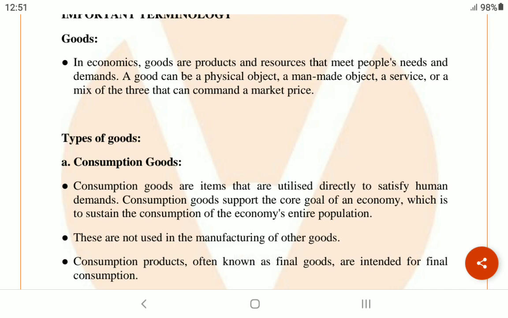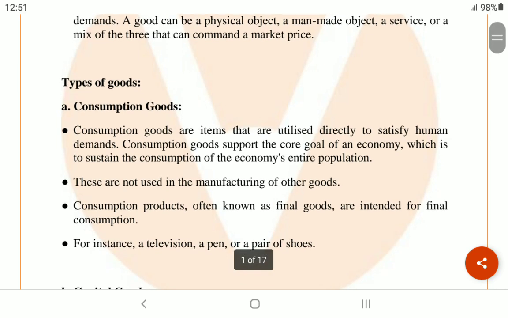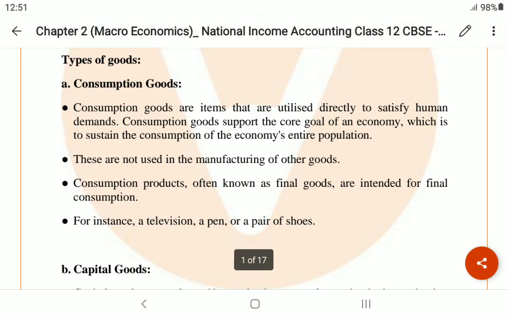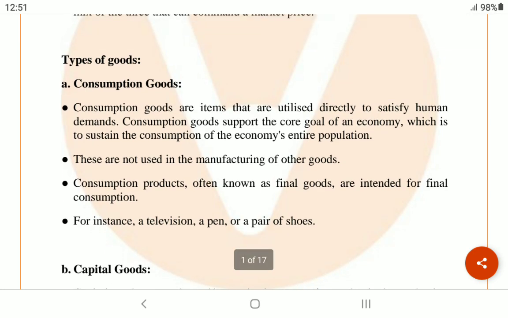First one is goods. Goods in economy are produced resources that meet people's needs and demands. Goods can be a physical object or a man-made object, a service, or a mix of the three that can command a market price. In this also, 1 or 2 marks they may ask, what is goods, and types of goods. Types of goods also they may ask for 3 or 5 marks.